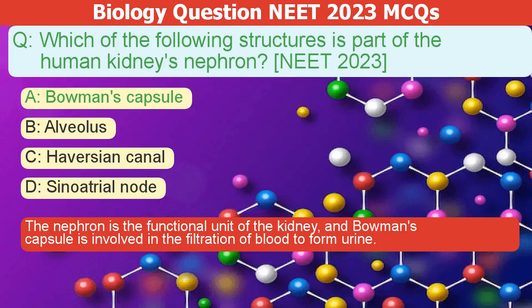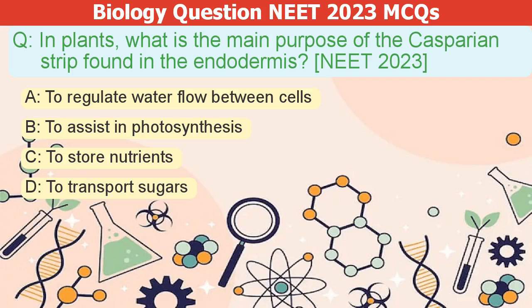In plants, what is the main purpose of the Casparian strip found in the endodermis? NEET 2023. A. To regulate water flow between cells. B. To assist in photosynthesis. C. To store nutrients. D. To transport sugars.